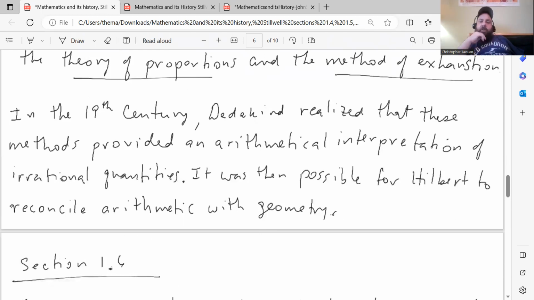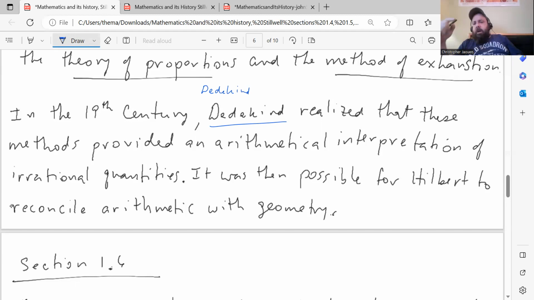So in the 19th century, Dedekind realized that these methods provided an arithmetical interpretation of irrational quantities. It was then possible for Hilbert to reconcile arithmetic with geometry. And again, Dedekind's study of the set of real numbers in particular, he found a definition which gives meaning to irrational numbers, and they're called Dedekind cuts. That's something that we'll explore.